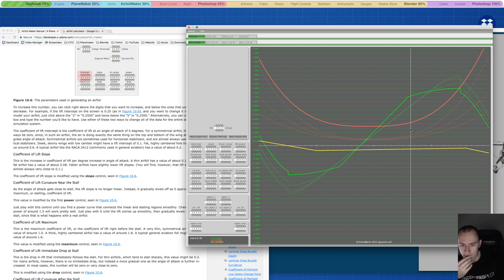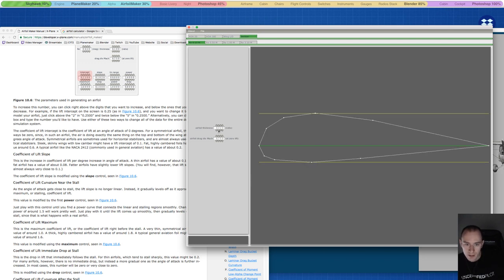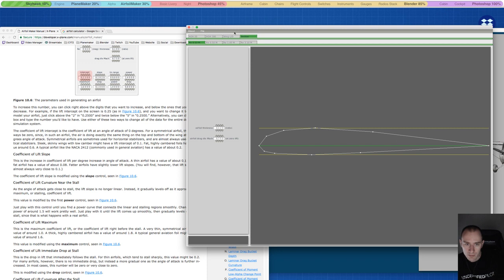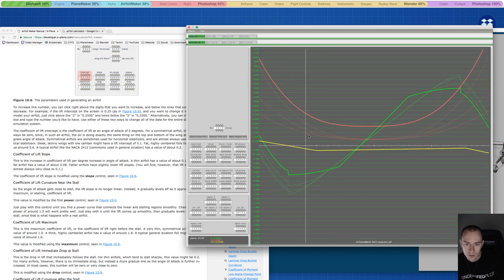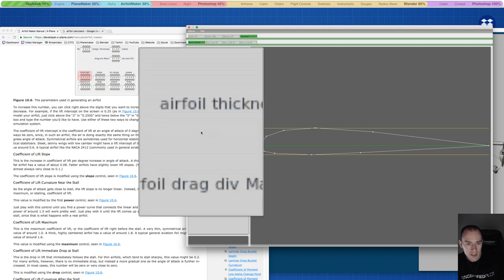What I also find interesting, or a question that I have, is that as we are changing these numbers, I would expect that the airfoil shape should change as well, right? But it seems the exact same. So as the AirfoilMaker manual suggests, the only way we can change the shape is through airfoil thickness.